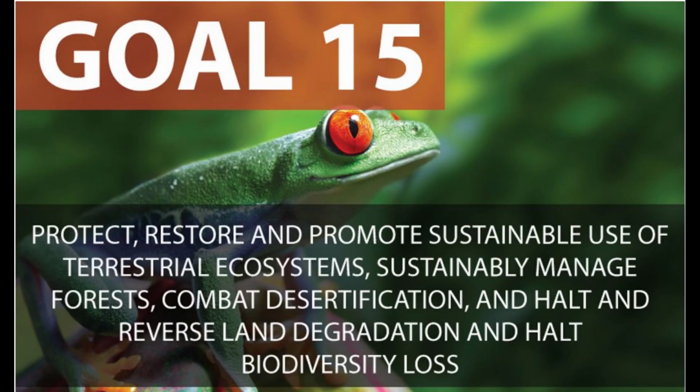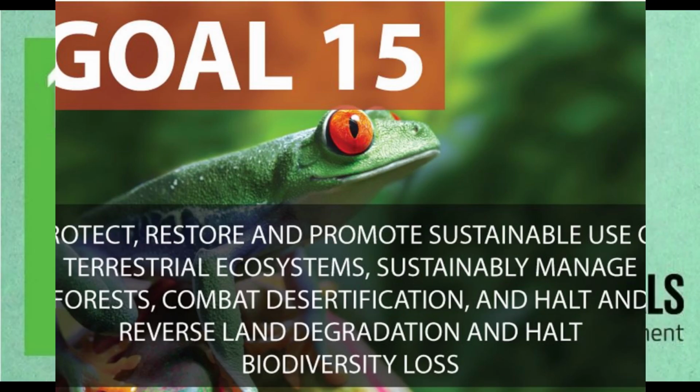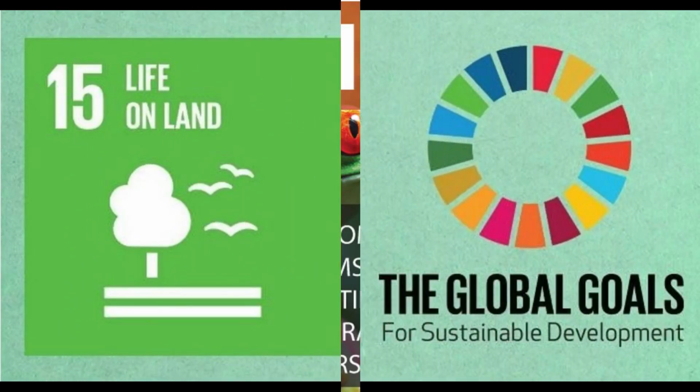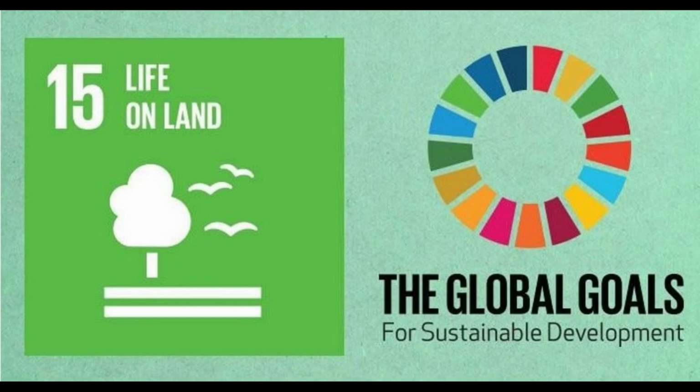Target 15.2, end deforestation and restore degraded forests. The full title of Target 15.2 is: by 2020, promote the implementation of sustainable management of all types of forests, halt deforestation, restore degraded forests and substantially increase afforestation and reforestation globally. This target has 1 indicator. Indicator 15.2.1 is the progress towards sustainable forest management.